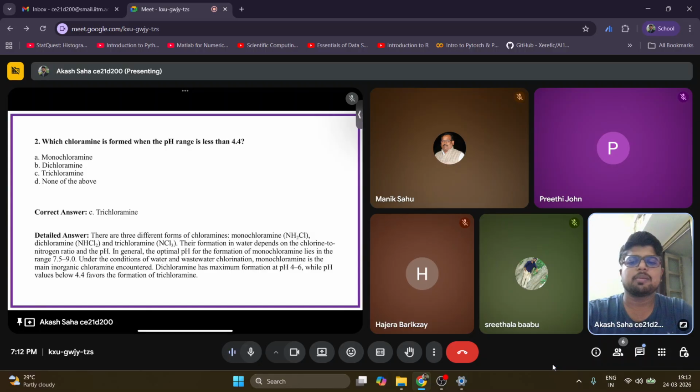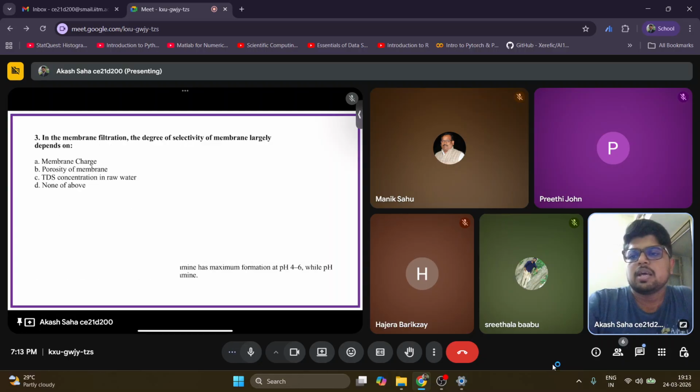Then dichloramine has maximum formation at a pH of 4 to 6, while a pH of 4.4 favors the formation of trichloramine. So like that you can remember. More H plus is getting liberated, so the pH will go down. So less than 4.4, it will be trichloramine. So it's an easy way to remember this.